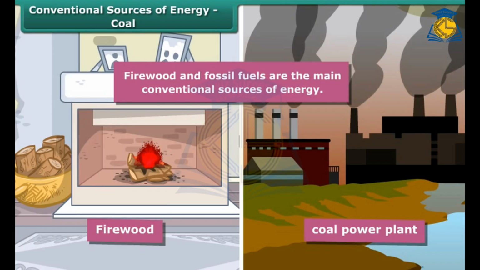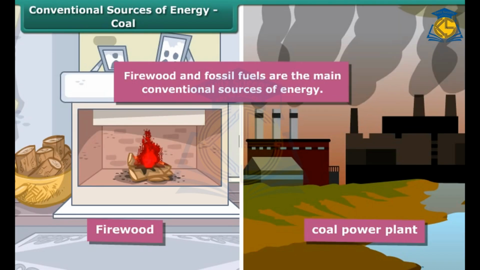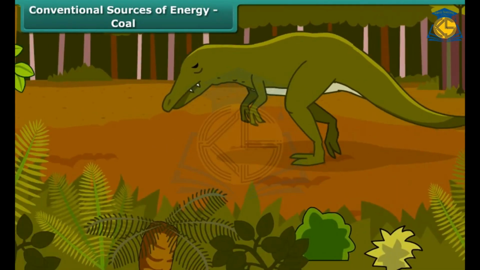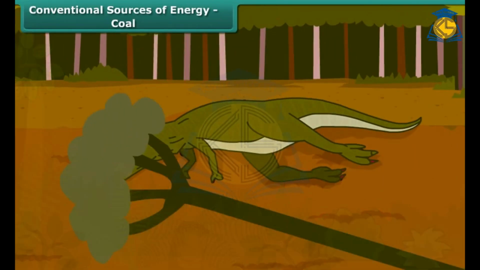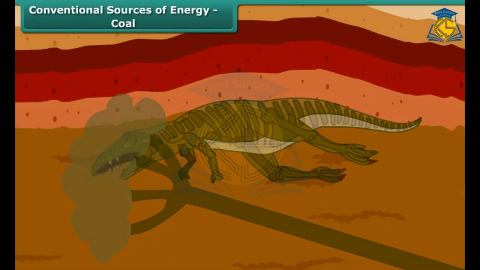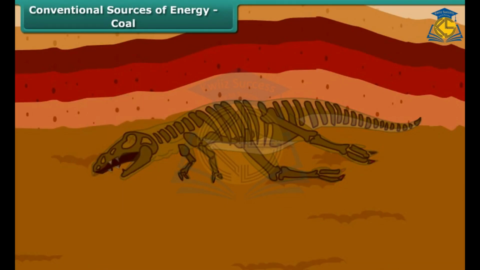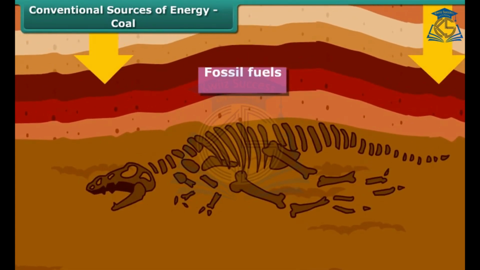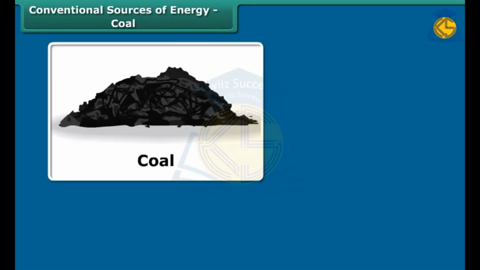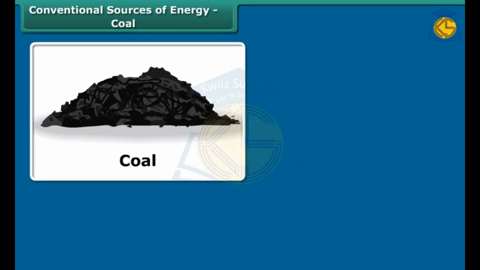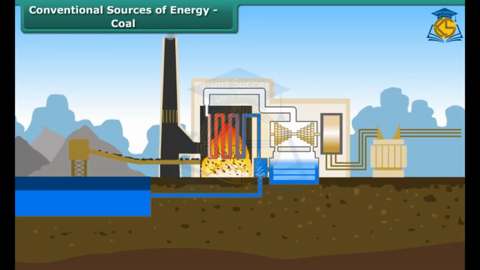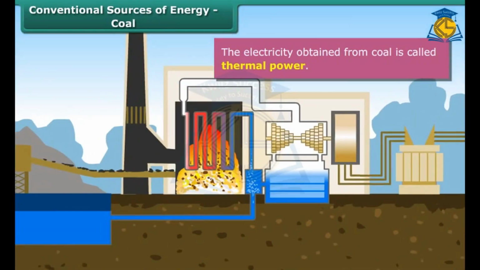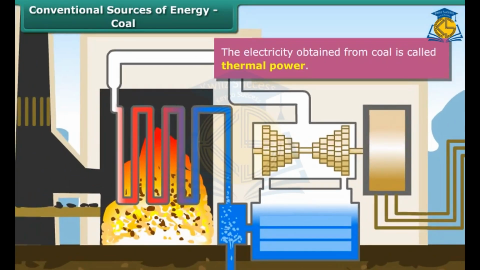Firewood is widely used for cooking and heating in villages. It is obtained from cutting of trees. It was millions of years ago, remains of dead plants and animals were buried under the earth. On application of heat and pressure, they got converted into fossil fuels. Coal is the most abundantly found fossil fuel, which is used to generate electricity called thermal energy.